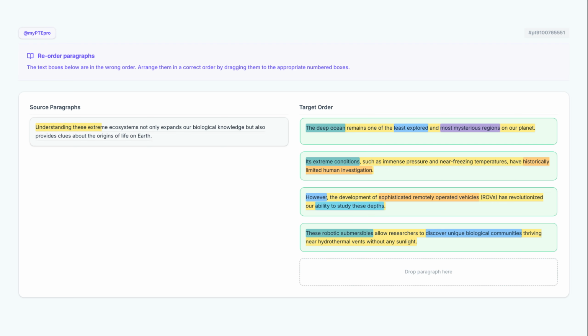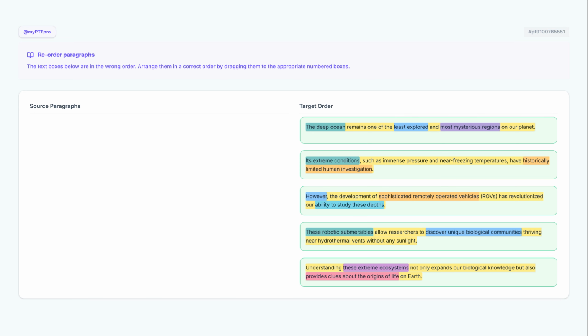Understanding these extreme ecosystems not only expands our biological knowledge, but also provides clues about the origins of life on Earth. This final sentence synthesizes the findings by referring to the biological communities as "these extreme ecosystems." It elevates the discussion from mere discovery to a broader scientific significance, suggesting that the data provides clues about the origins of life, thereby concluding the paragraph with a high-level impact statement.